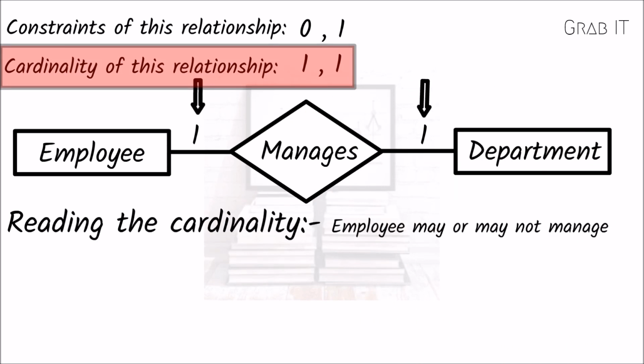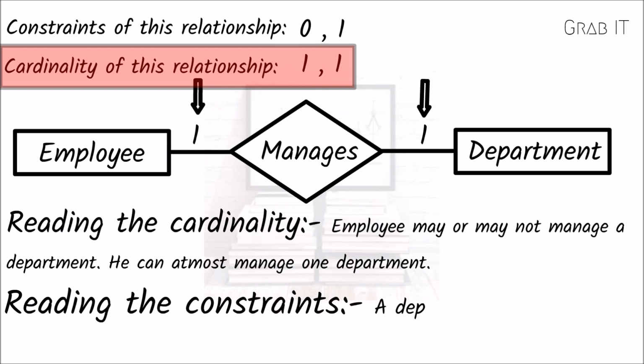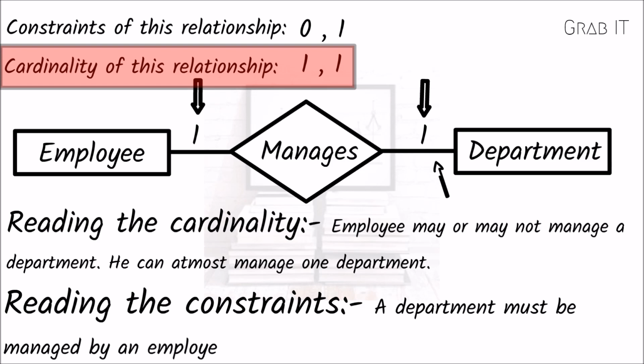Read in the cardinality. An employee may or may not manage a department. He can at most manage one department. Read in the constraints. A department must be managed by an employee.